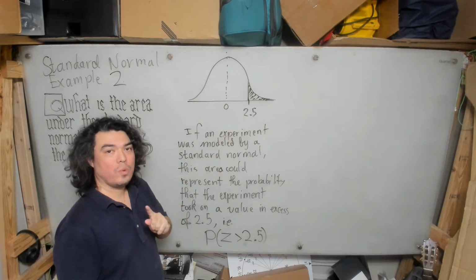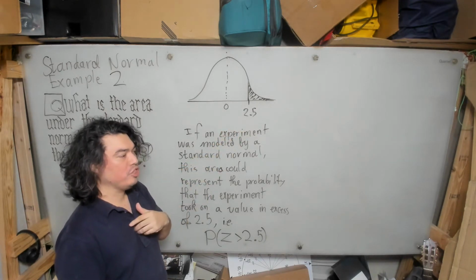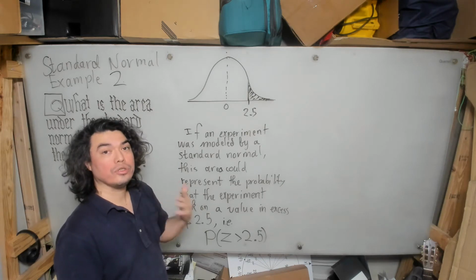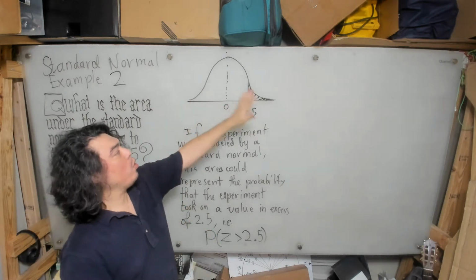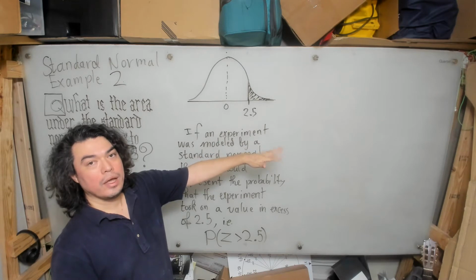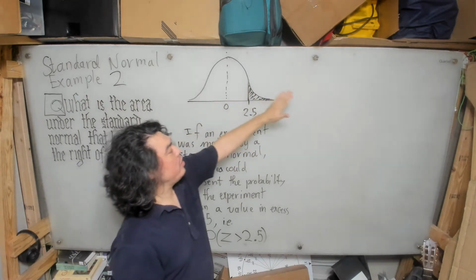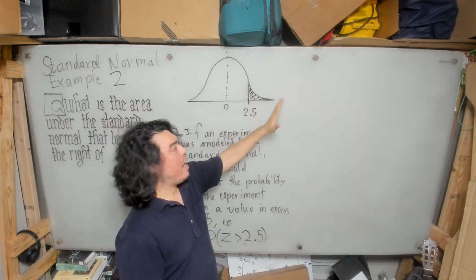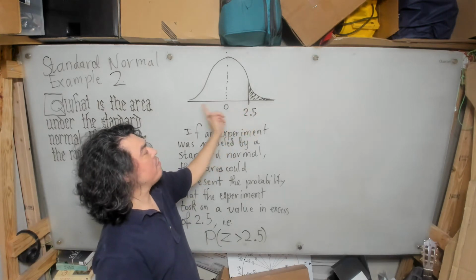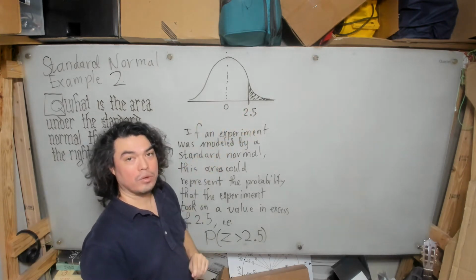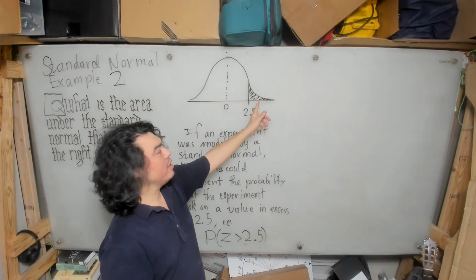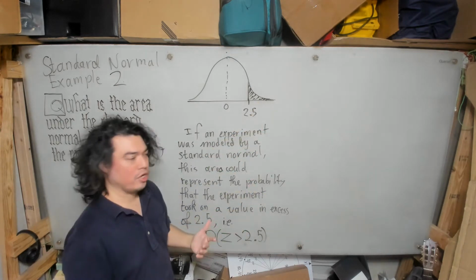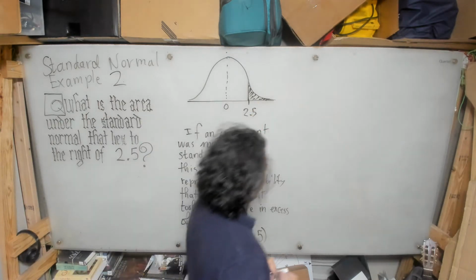But this is why it's so important to know that the area under the whole curve is 1. Because if we know that the area under the whole standard normal curve is 1, and we can find out what is the area to the left of 2.5, then we can subtract those. And we can be left with this tail area. And that's exactly what we're going to do.